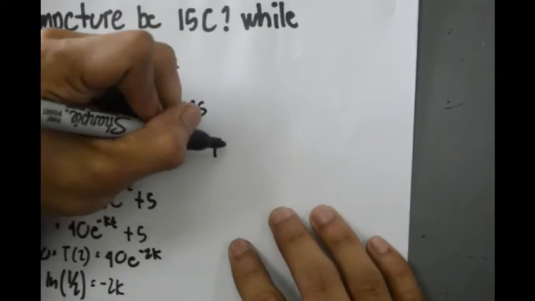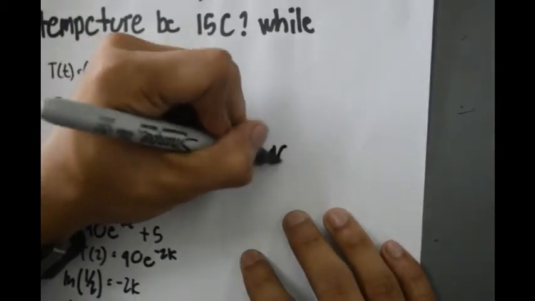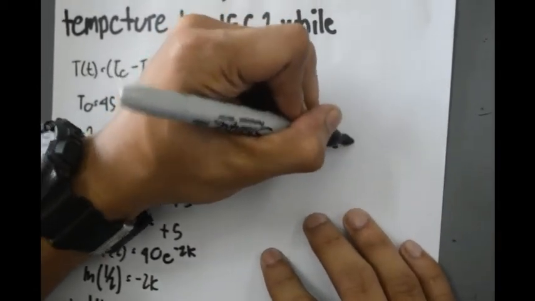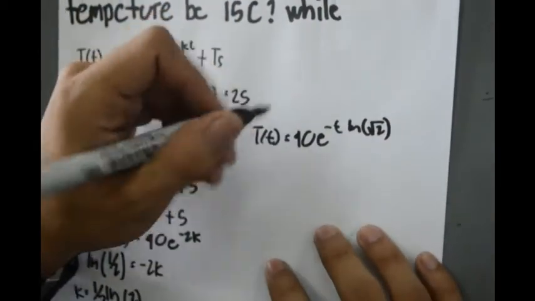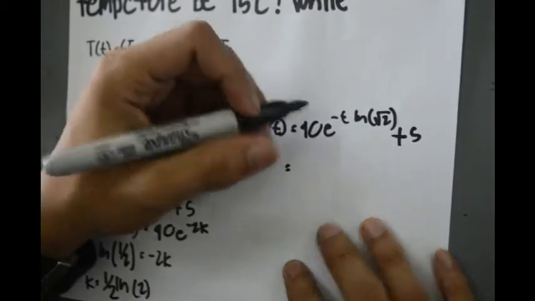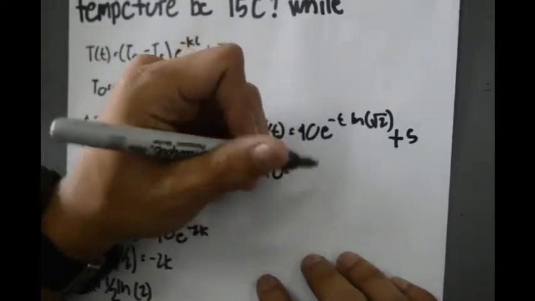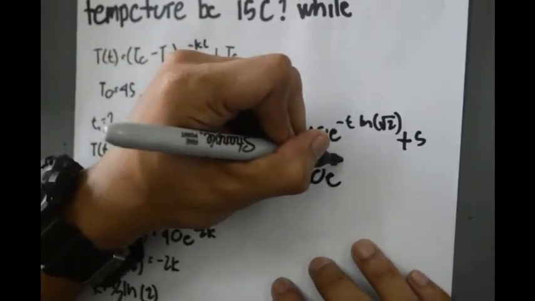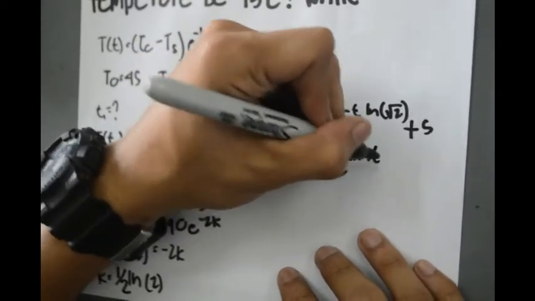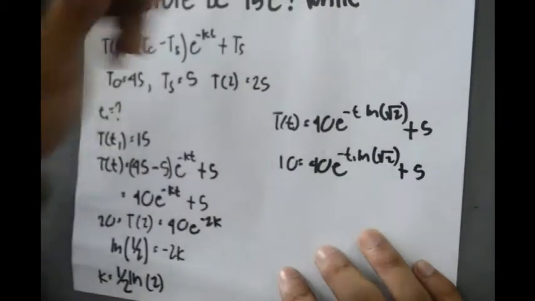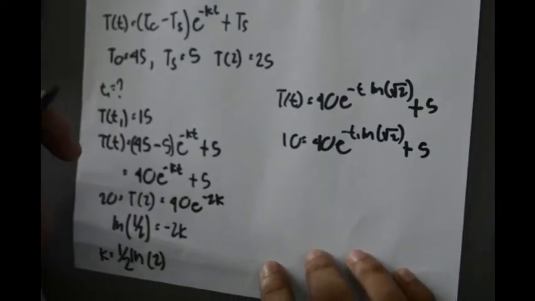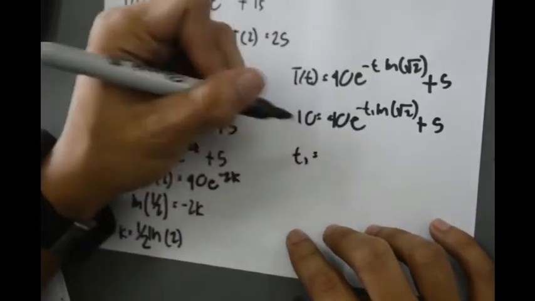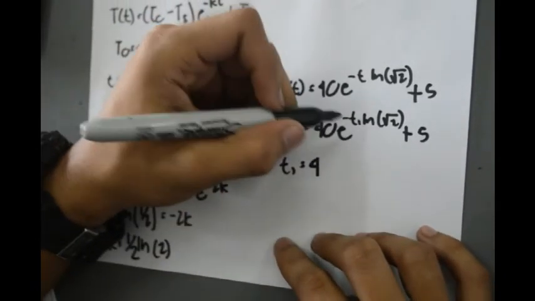T(t) = 40 e^(-t ln(2)/2) + 5 = 40 e^(-t ln(square root of 2)) + 5. Setting T(t1) = 15, we get 10 = 40 e^(-t1 ln 2 / 2), and so t1 is equal to 4.